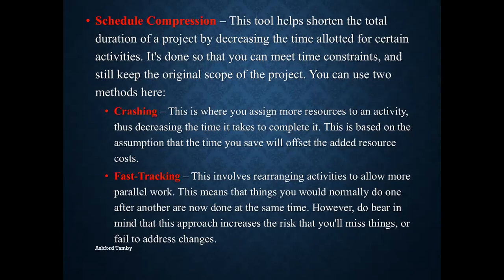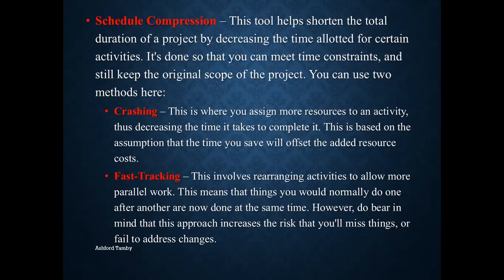So as a project manager, you would talk to the supervisor and say, you know what, I need these guys to go and work on this activity here. So you assign more resources to the activity that is running behind schedule, right? However, the assumption is that the time you will save will offset the added resource costs. Because if you don't have persons to add, you would have to bring new persons onto the project. Another method that project managers use is called fast tracking.